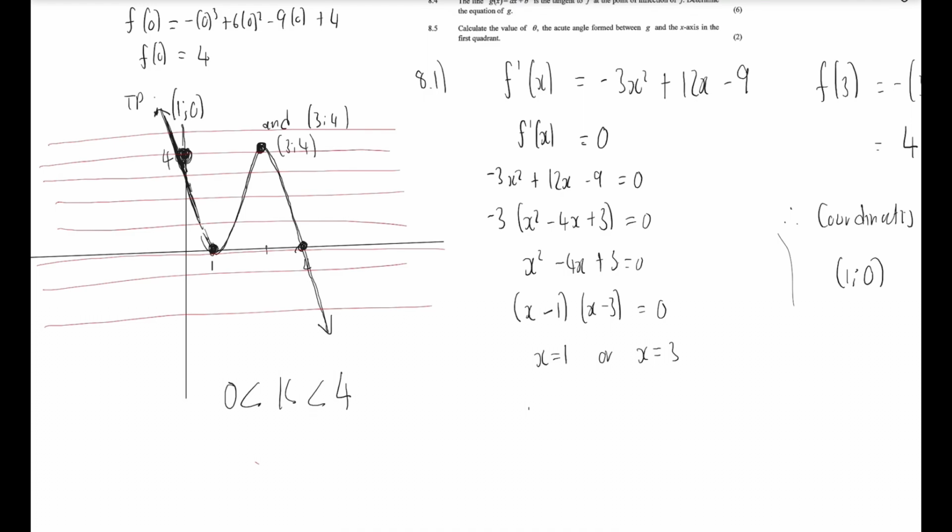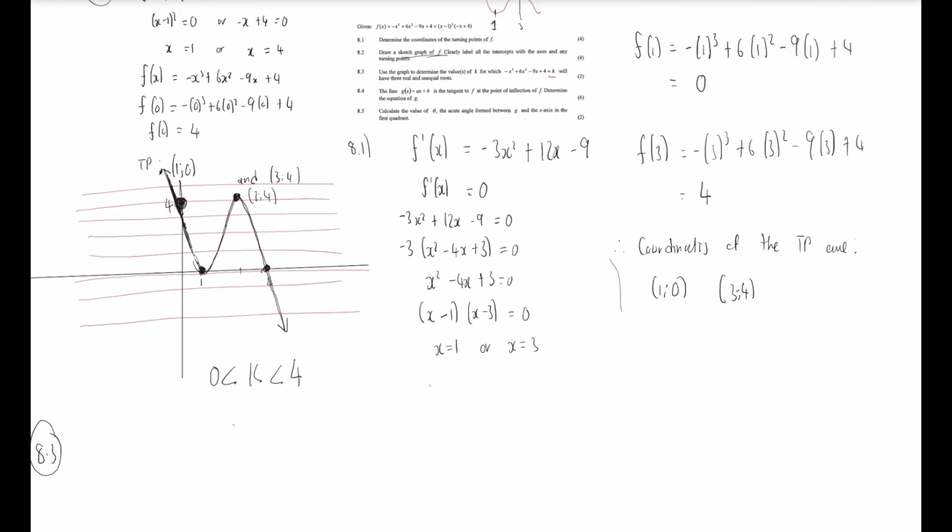And we don't include 0 because at 0 it only cuts it twice, and we don't include 4 because at 4 it only cuts it twice. But as soon as you go below 4 like that, it cuts it 3 times. And as soon as you go above 0 like that, it cuts it 3 times like that. So that's the answer there.